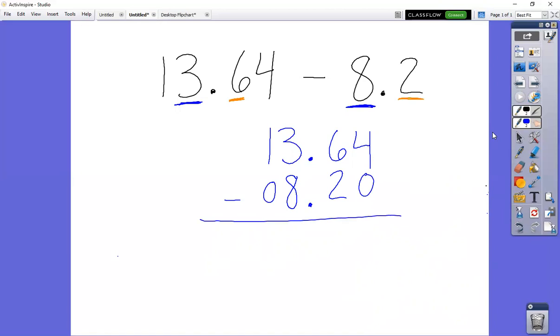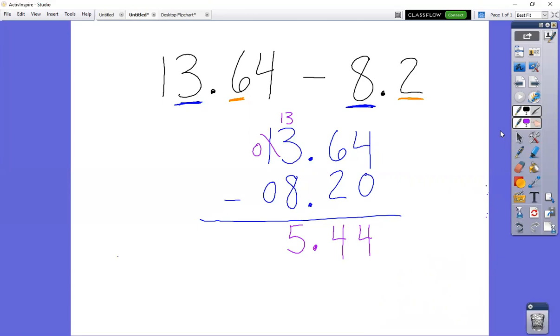All right, so now let's do it. Can we do 4 minus 0? Yep, 4 minus 0 is 4. Can we do 6 minus 2? Yep, also 4. Bring down my decimal. Can I do 3 minus 8? No, I can't, so I'm going to borrow. This becomes a 13. Can I do 13 minus 8? Yes, 13 minus 8 is 5. So my answer is 5 and 44 hundredths.